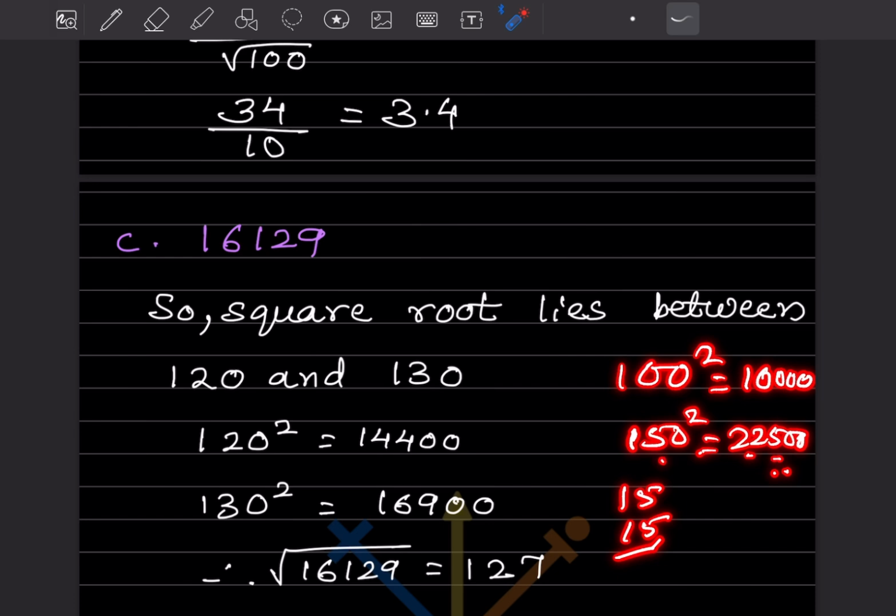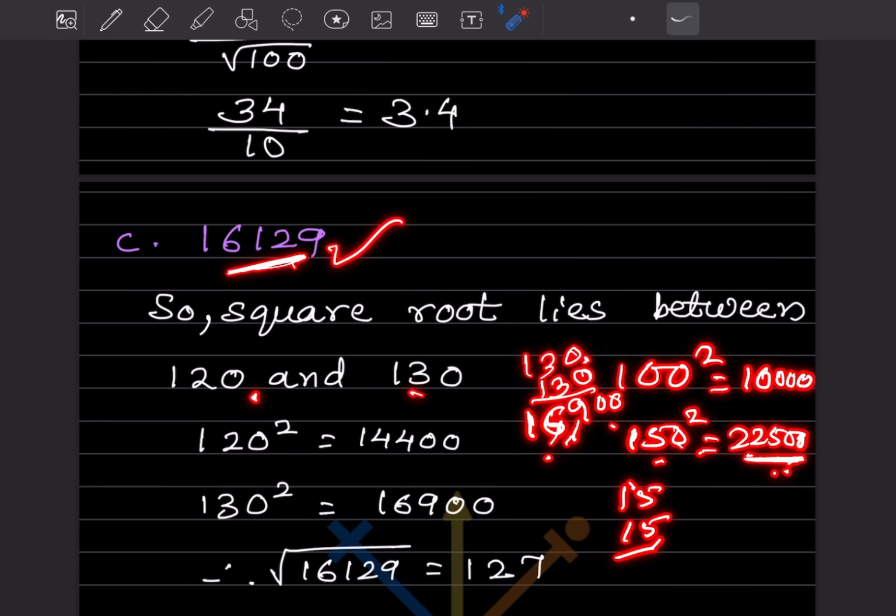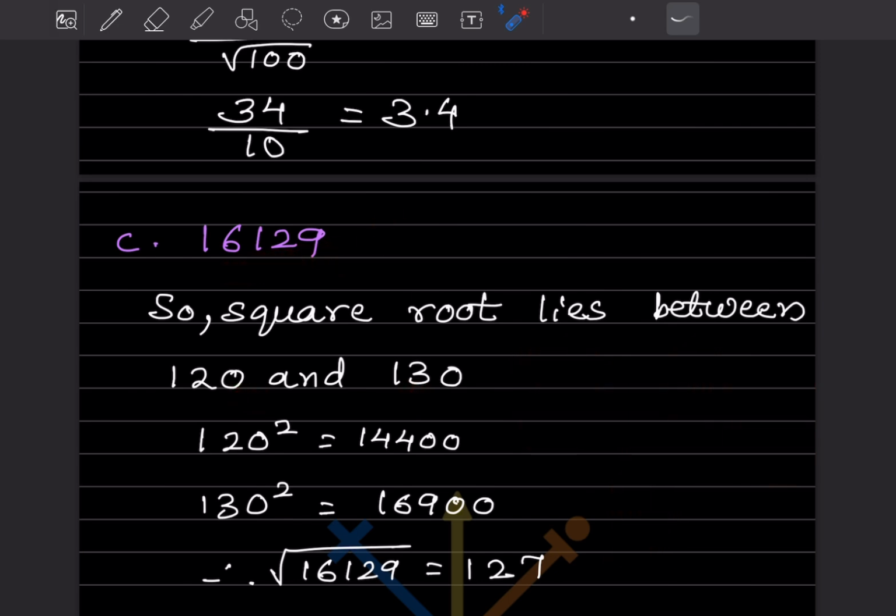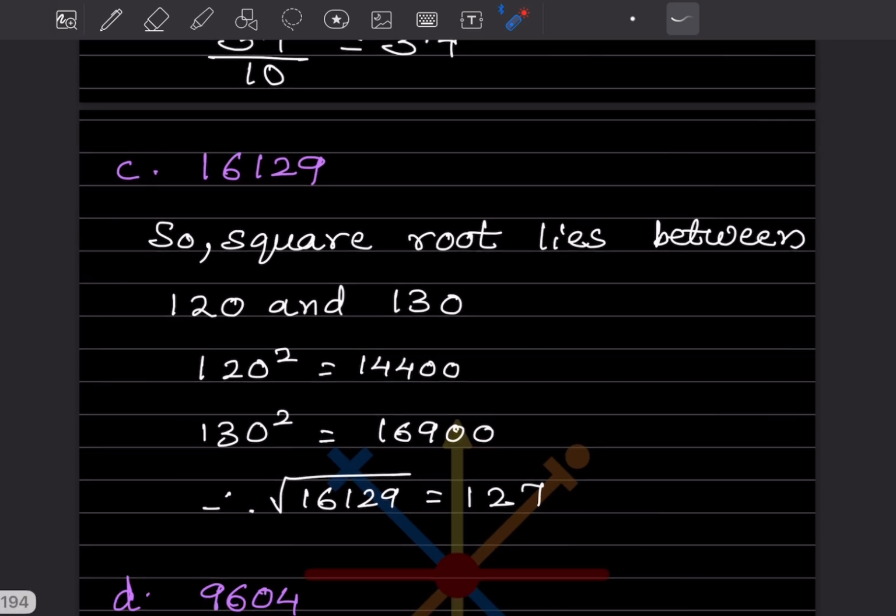So now what you can do here, we can see that this 22,500 is very far from 16129. So if you are taking 13, 13 13s are, 13 3s are 39, and that is going to be 169. So this 169 is very close, 16,900, because we are taking 130 and 130. So 16,900 is close to this one. So the square root lies between 120 and 130. So 120 square is going to be 14,400 and 130 square is going to be 16,900. So now we will see in between this one, now you can check it.